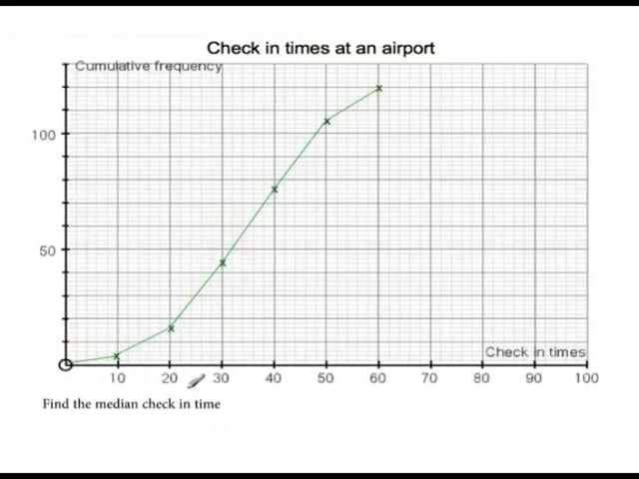Question 3. Find the median check-in time. We have 120 persons, so 1/2 times 120 is 60. Go across and then down. The value is 35 minutes.